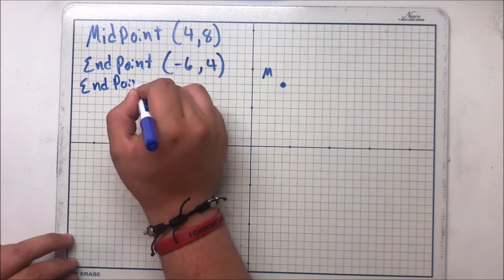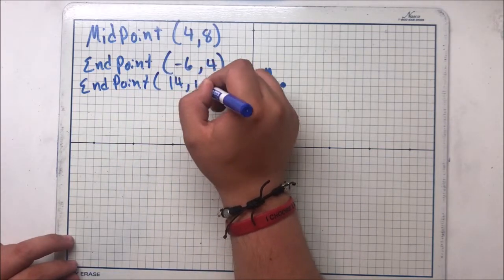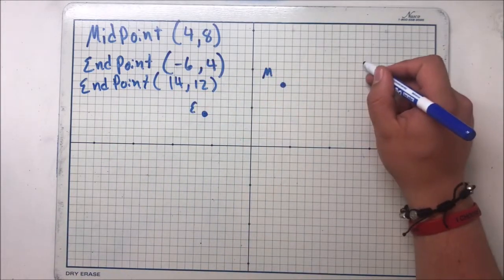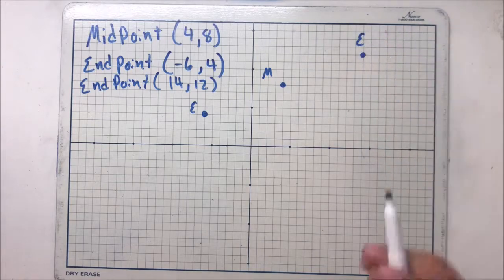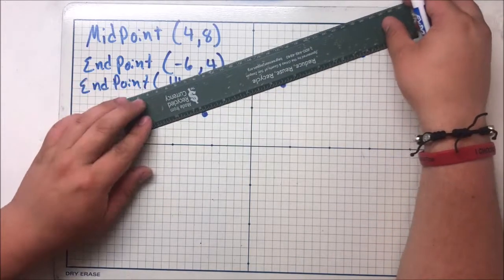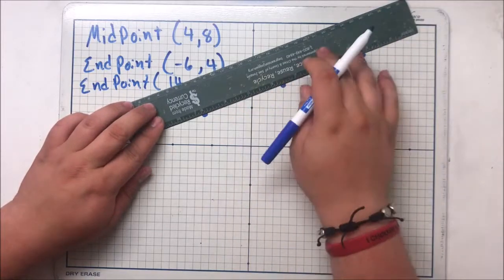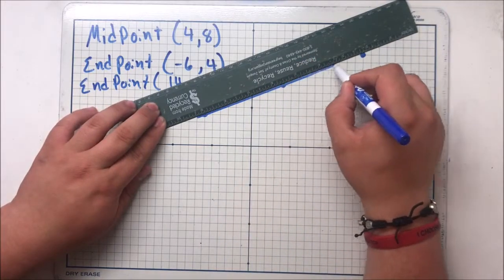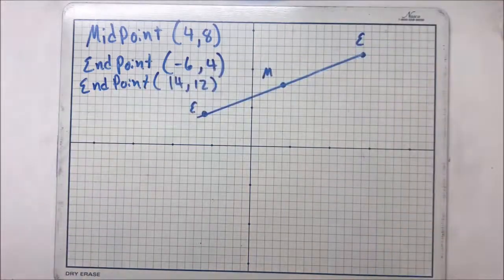Now that we have the final point, we can put it on the graph. Again, if you mark all 3 points and they make a straight line, you did everything correctly.